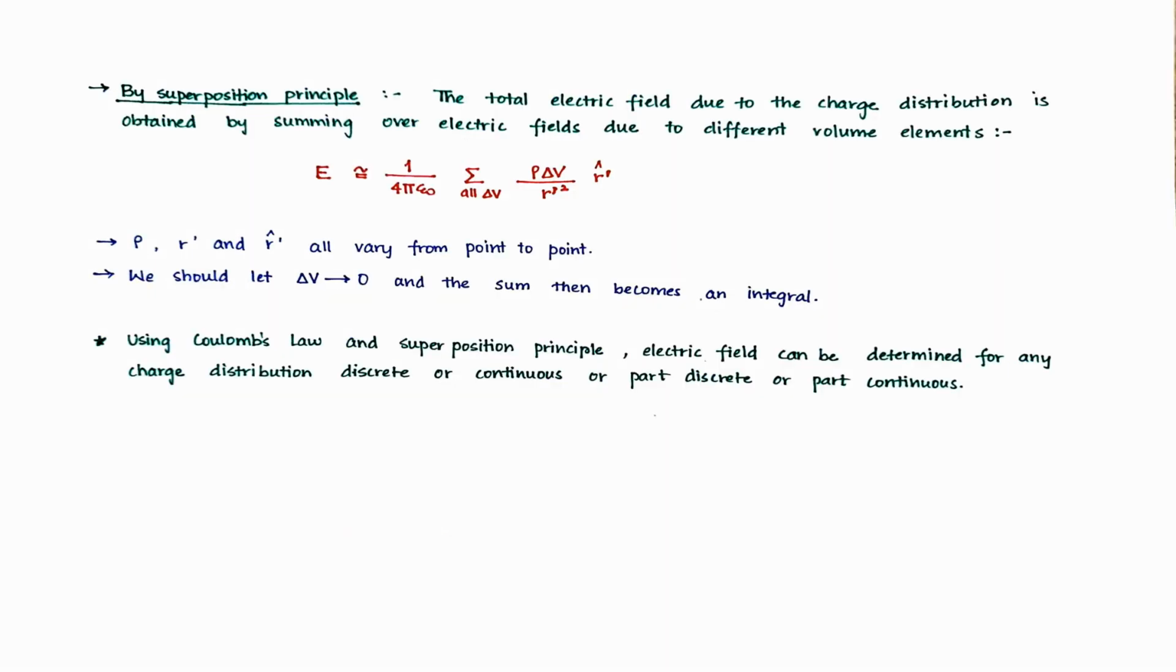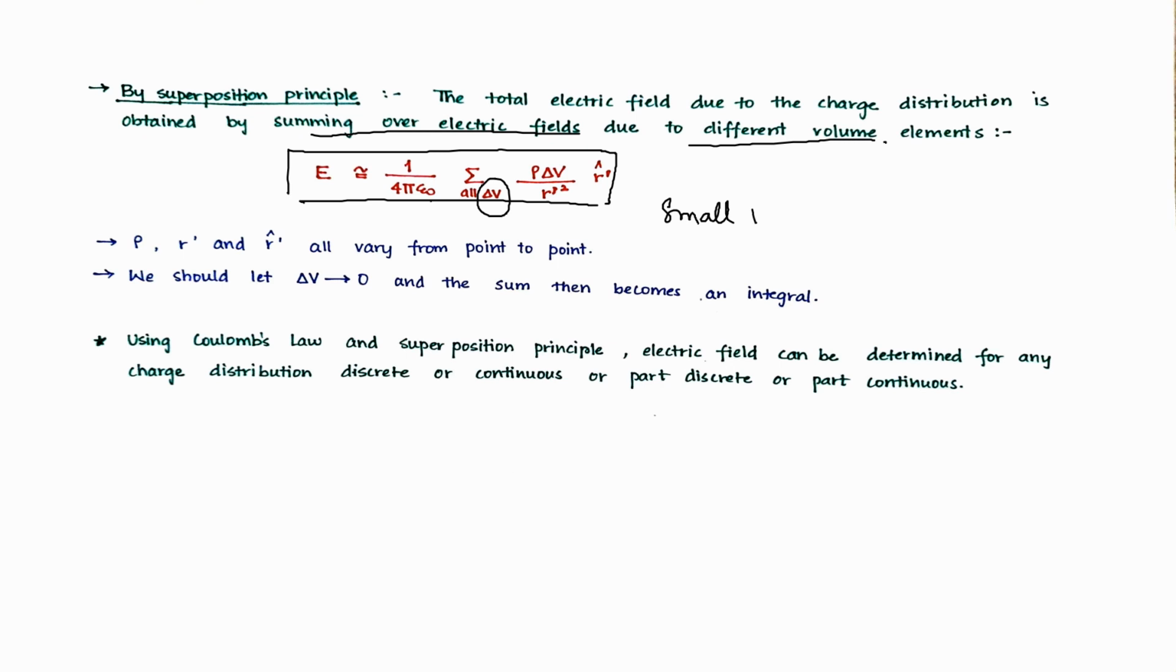Now by the superposition principle, the total electric field due to the charge distribution is obtained by summing over the electric fields due to the different volume elements. It is given as: E equals 1 by 4 pi epsilon naught, sigma over all the small volumes, rho del V by r square into r cap. Rho, r dash and r cap all vary from point to point. We should let the volume go to 0 and the sum then becomes an integral.